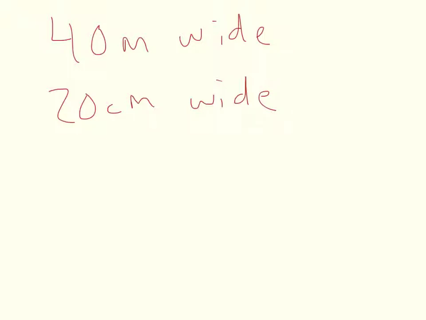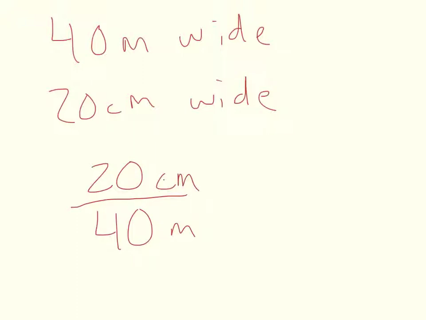This is very simple. What did I say always has to go in the numerator? So again, what we're going to do is put 20 in the numerator, because that is the scale drawing. That's the length of the scale drawing, over 40, which is the actual length. Okay, so again, this is meters, this one's centimeters.